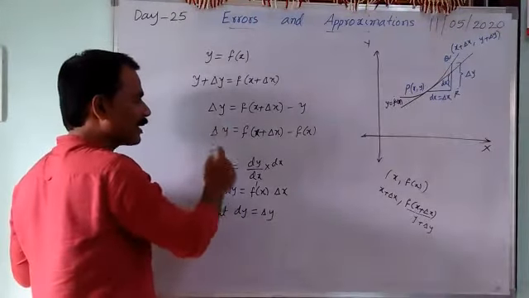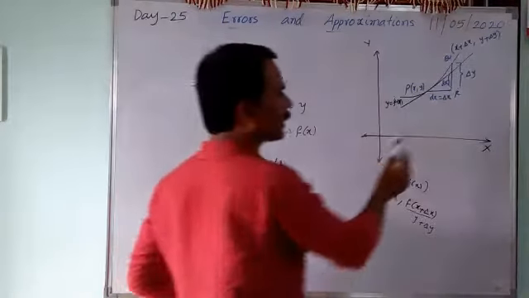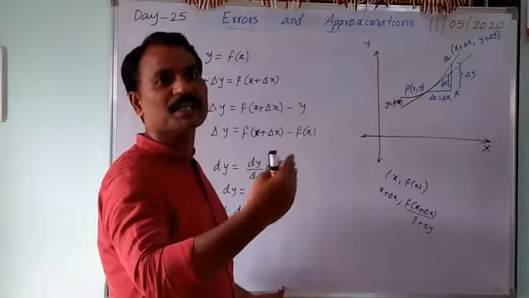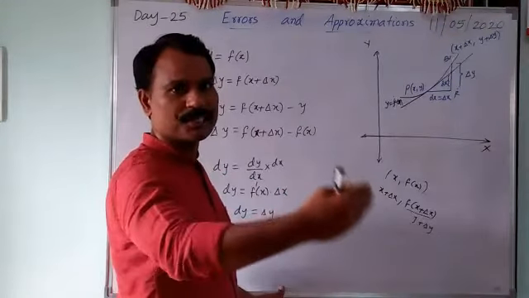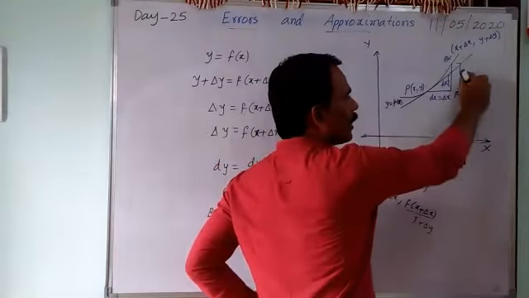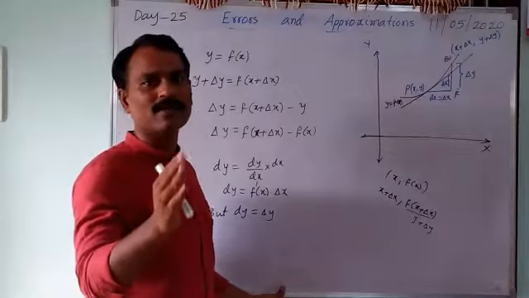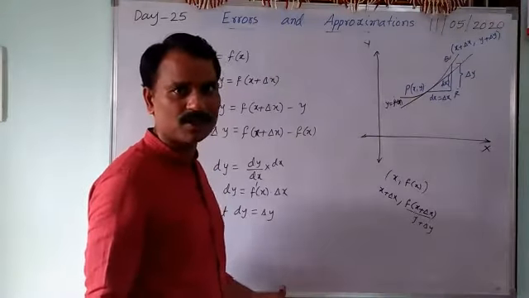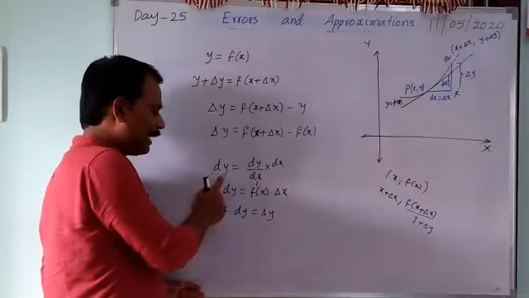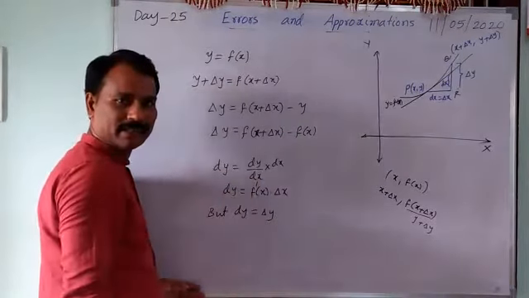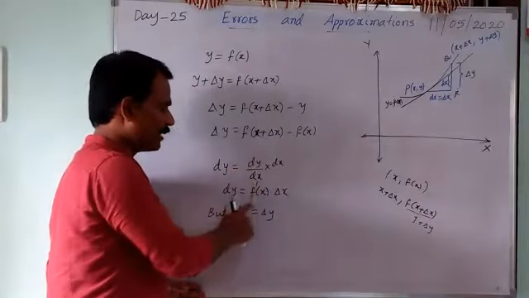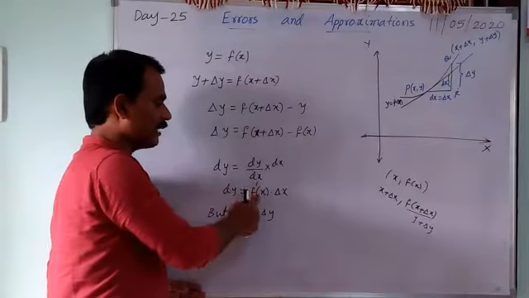Now observe: dx is nothing but delta x. dx means a differential change occurring in x, so you can consider it delta x. In the same manner, delta y should be considered as dy. So dy, multiplied and divided by dx, gives dy by dx. dy by dx is nothing but f dash of x.